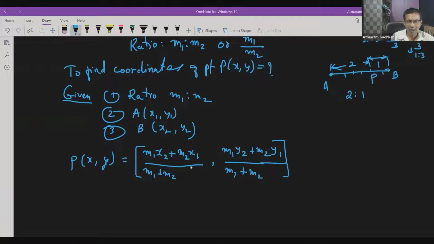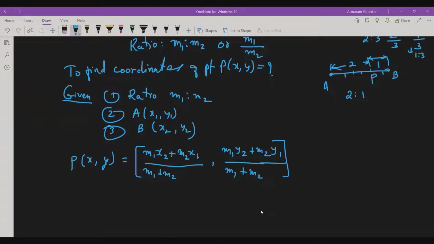Px comma y is equal to two coordinates again, and the denominator of each coordinate is m1 plus m2 in both cases, and the numerator is m1 x2 plus m2 x1, and m1 y2 plus m2 y1. Here first x2, second x1; here first y2, second y1. This is how you have to remember. We have to use this formula when we have to find the value of x and y.